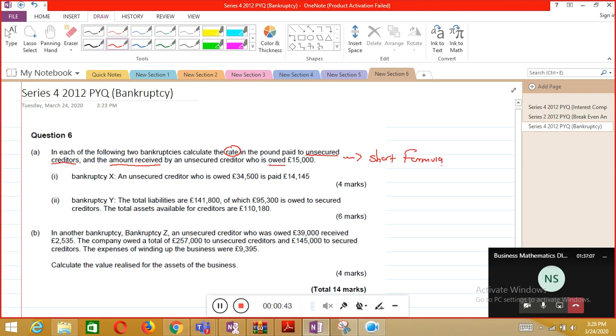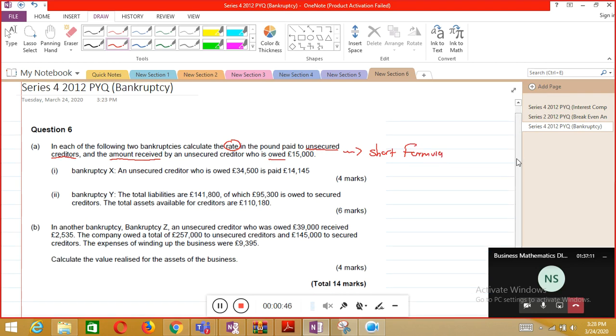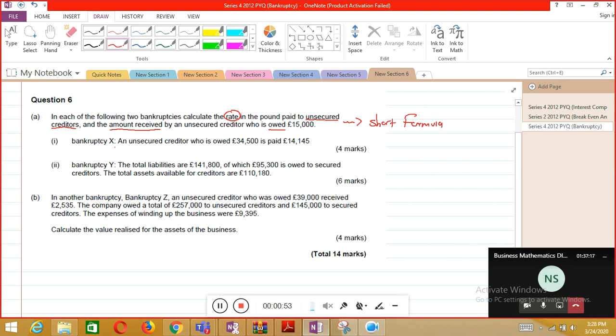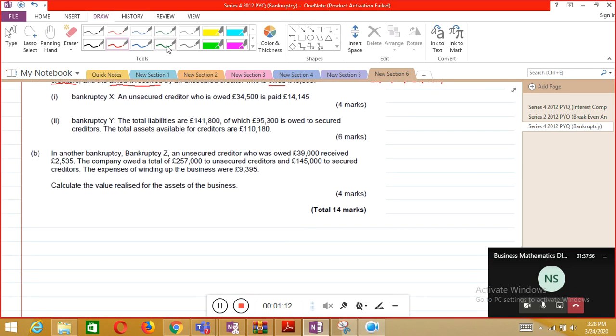In this chapter there are two formulas only, mainly the long and the short formula. So A number one, bankruptcy X: an unsecured creditor who is owed 34,500 is paid 14,145. So what we're going to do in A1 is very simple.